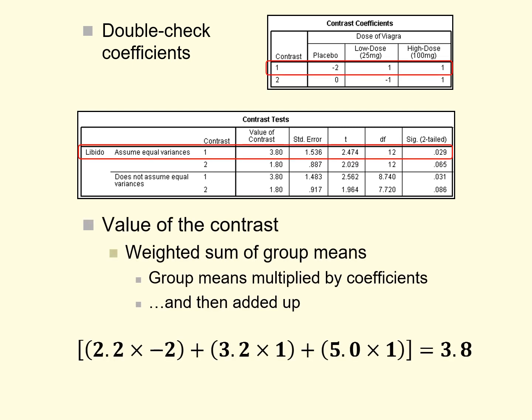If you're interested in what this value of contrast means here, that's just the sum of the means for the different groups multiplied by their respective coefficients. So you can see here in this little equation at the bottom, I took the means for the placebo, the low dose, and the high dose group. I multiplied them by their respective contrast coefficients for that first contrast, and I get that value there. It happens to be 3.8. That's the value that's tested in that first contrast. And you could do the math to get the second one if you want. Actually, I didn't do that here.